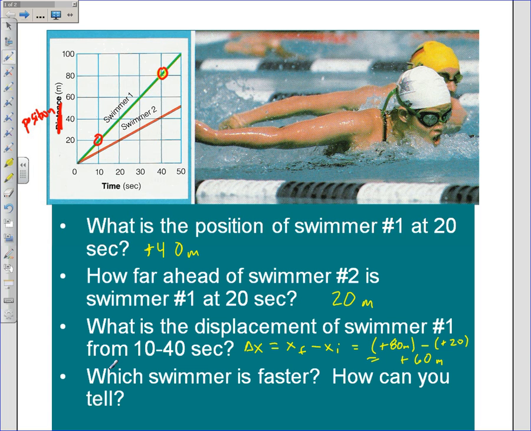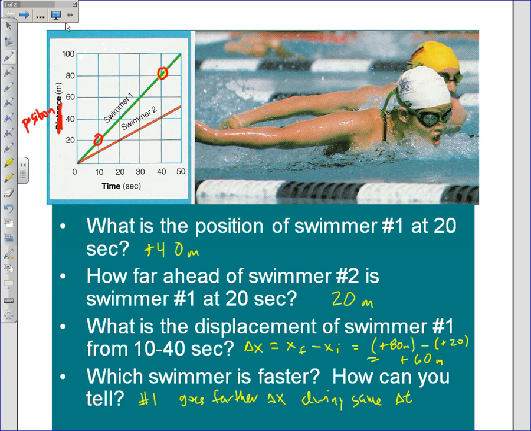And then the last question, which swimmer is faster? How can you tell? Most of you, I hope, would get the fact that swimmer number 1 is faster. From this graph, the only way we can tell is that swimmer number 1 goes a farther displacement, has a greater change in position during the same time interval. Sorry, bad writing. Same delta t, right? She goes a farther displacement within that same time interval. Therefore, that's faster. Remember, faster is a representation of velocity. Velocity is change in position over change in time.